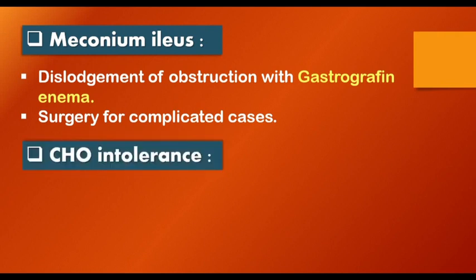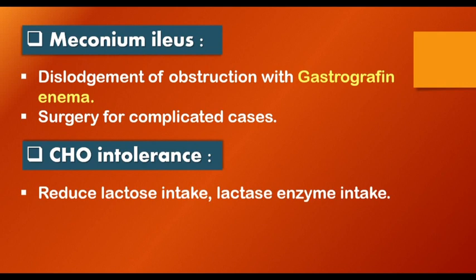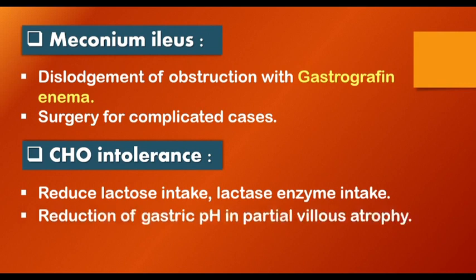What about the carbohydrate intolerance? How can we manage it in cases of cystic fibrosis? We have to reduce lactose intake, and we have to give lactase enzyme, as with the pancreatic enzyme replacement. So we have to give the lactase, which is the lost enzyme in cases of carbohydrate intolerance. And we have to reduce the gastric pH in partial villus atrophy. And we have to beware of concurrent celiac disease or giardia infection.